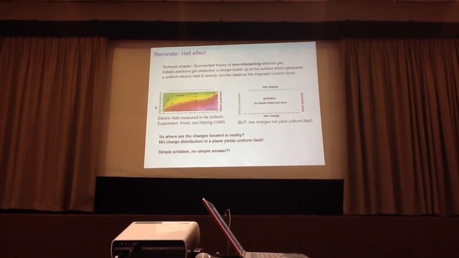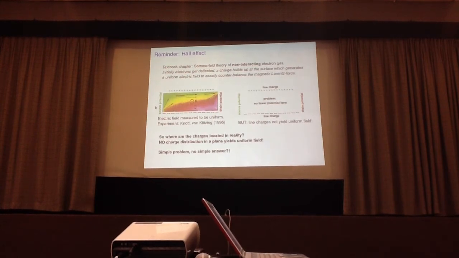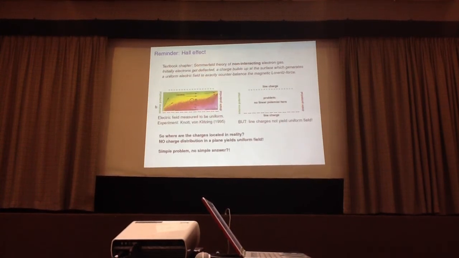Now the explanation goes, and most of the time in the chapter on Sommerfeld theory of the non-interacting electron gas, that initially electrons get deflected, and a charge builds up at the surface, which generates a uniform electric field to exactly counterbalance the magnetic Lorentz force. So the idea is that some electrons end up here at this lower edge. Here is the depletion up here. An electric field is developing in the transverse direction. This is the Hall field, of course. And then this should be the explanation of the Hall effect.